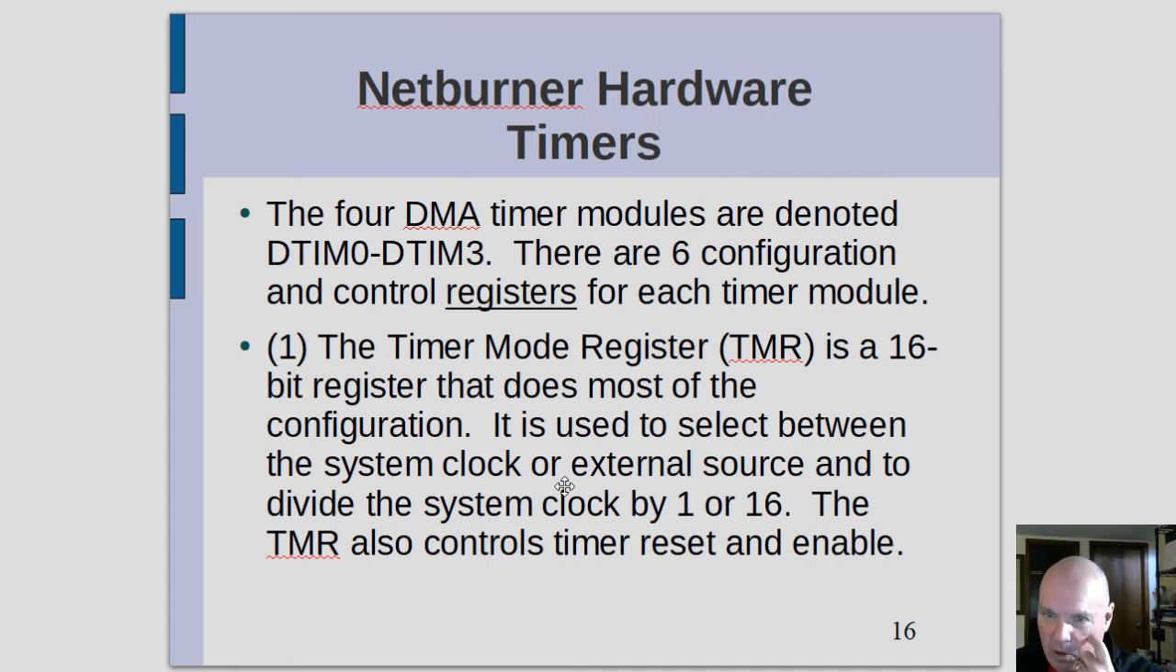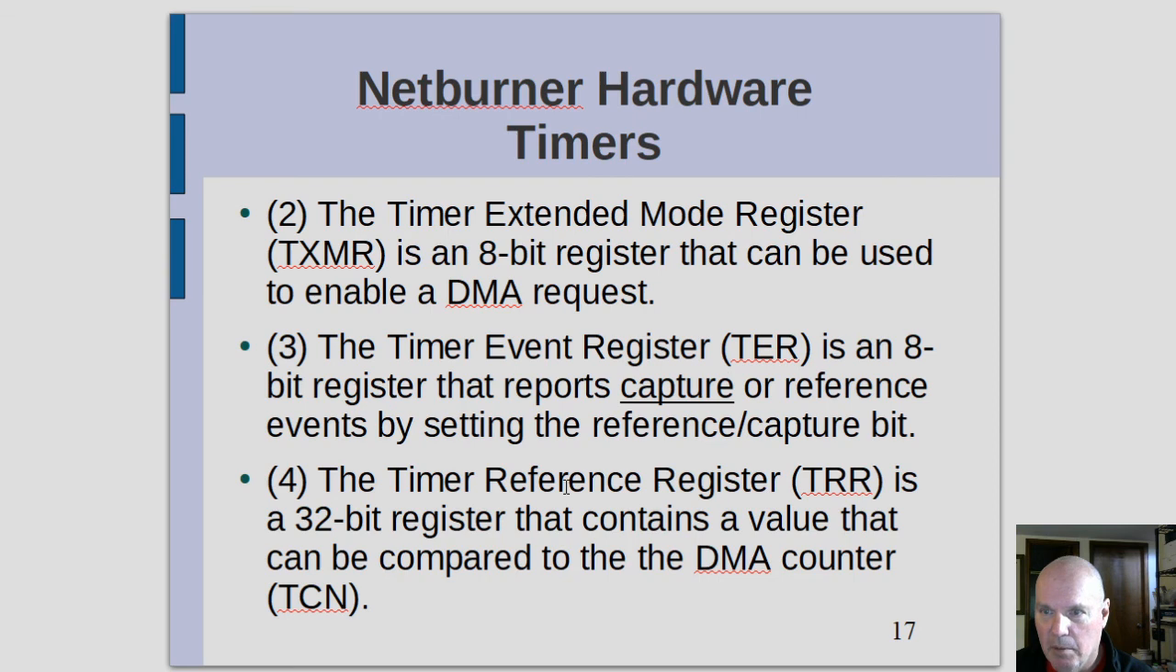So there's a timer mode register that does most of the configuration. That's the one that allows you to select between the internal or external source and whether or not you want to divide the system clock by 1 or 16. That's an option, so you can get longer time intervals when you divide it by 16. That register also controls timer reset and then enabling the timer.